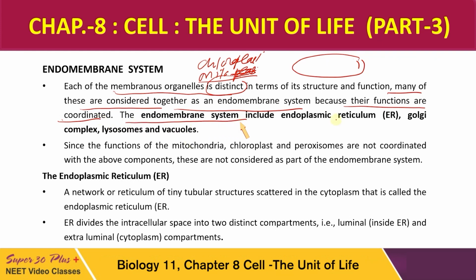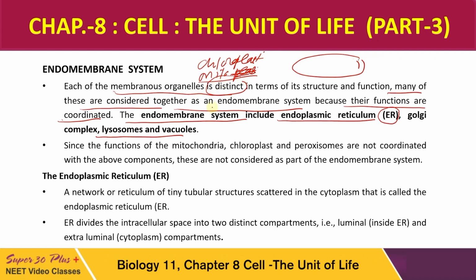Endomembrane system includes endoplasmic reticulum, in short we will call it ER, Golgi bodies, lysosome and vacuoles. The functions of all these are integrated and coordinated together. That's why they constitute the endomembrane system. Is it very much clear?